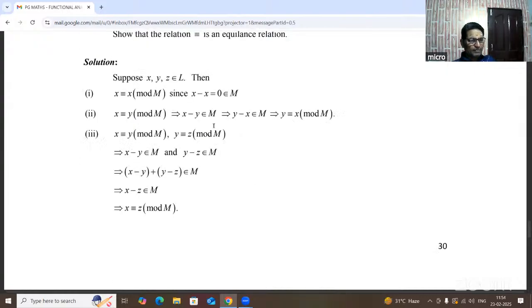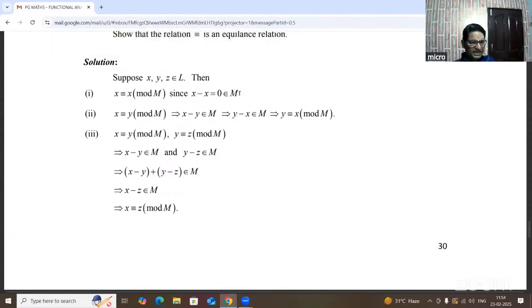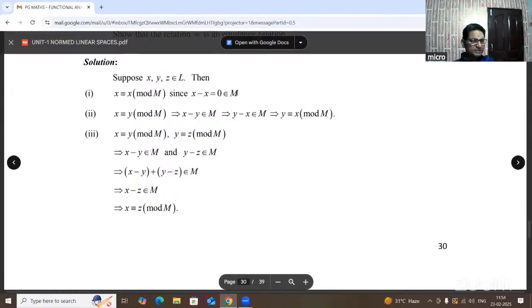That is example 1.6.8. We are taking three elements in the linear space. First of all, reflexive: x is congruent to x. The same element is also expressed in the same part. X congruent to x mod M means x minus x equal to 0 is also in capital M. That is, the zero element is also in the subspace.